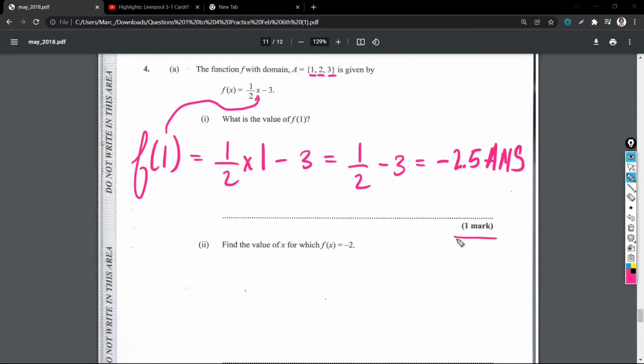Delano, you were saying that this part was easy, but everything else was hard, don't it? Yes, sir. All right, so the answer for this one, guys, is negative 2.5. Cool.